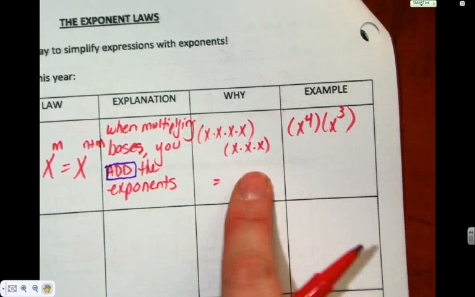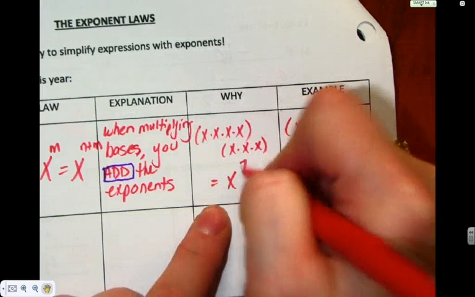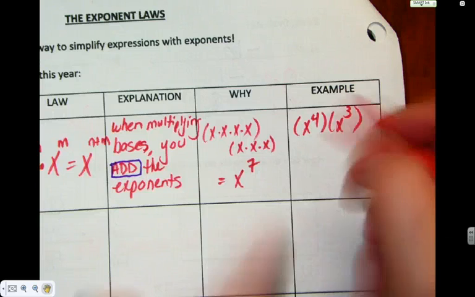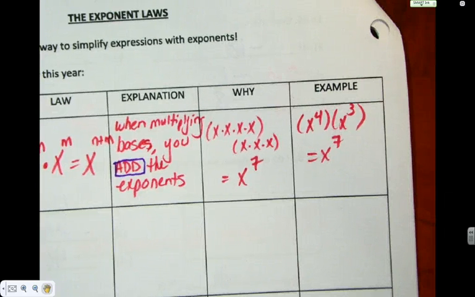So if we combine these, we have x times x times x times x, x times x times x. How many x's do we have? 7. That's why we add the exponents, because if you had 4 x's and 3 x's, in total you have 7 x's. Absolutely. And if you go through pre-cal in grade 12, you'll do that a lot. There's a whole unit on it. I know, now you're too excited, you can't wait.